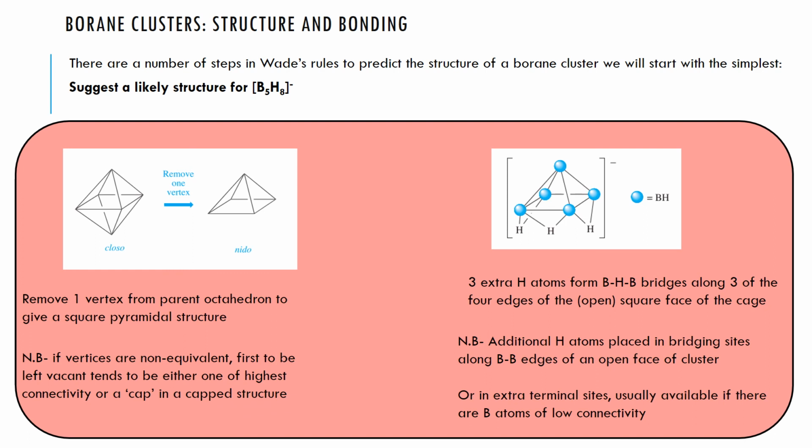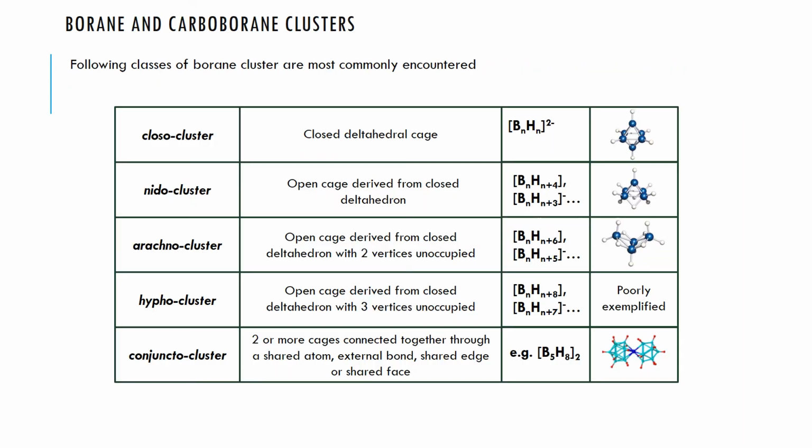And then finally, you distribute those extra hydrogen atoms, and you tend to distribute them into bridging sites, so along an open BB edge, or in an extra terminal site if there are boron atoms of a low connectivity. I will give you this table here, or a table similar to this, so you'll be able to see the parent deltahedral cages.